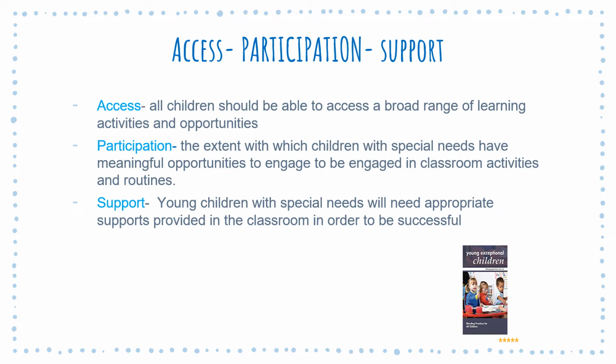In order for inclusion to be successful, these three things must be in place. And this is from an excellent article from Young Exceptional Children, a monograph on blending. They say that all children must have access, they must be able to participate, and they must have the proper support. So having a disability should not limit my ability to access anything that's going on in the classroom, any opportunities or any activities that are going on. I should be able to participate, to the extent with which children with special needs have meaningful opportunities to engage and to be engaged in classroom activities and routines.